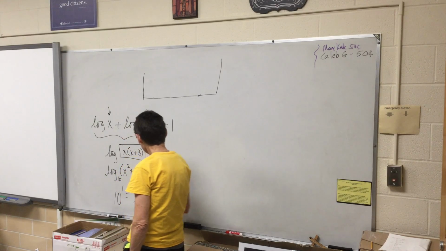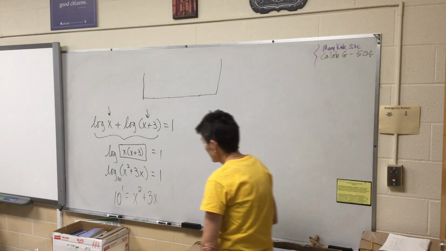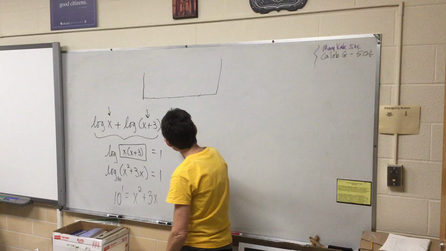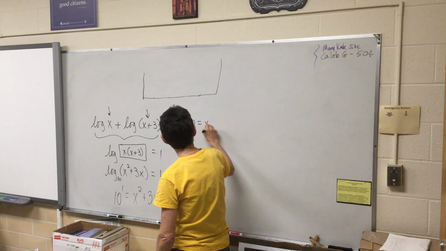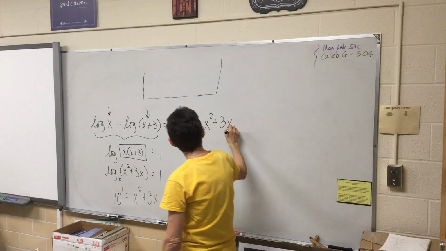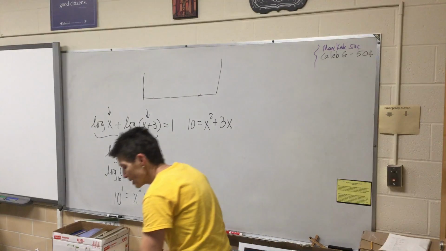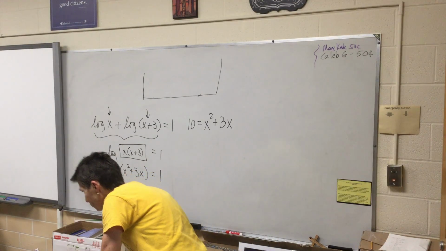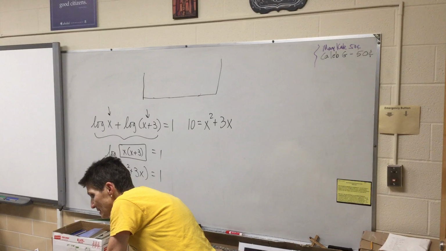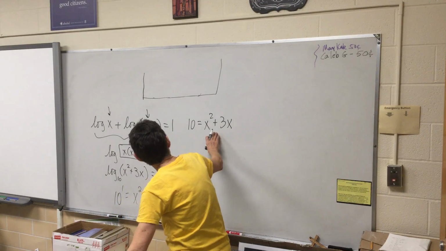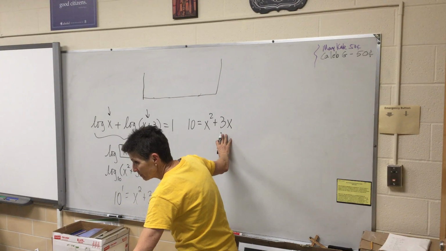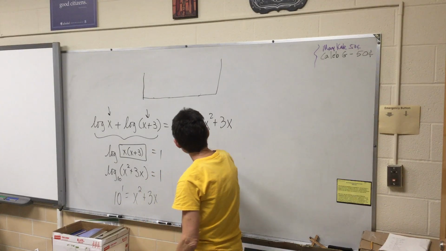And then you have to set it up like a quadratic. So we know 10 to the first is 10. And we talked about this yesterday, or whatever day I saw you before. Remember that quadratics have to be set equal to 0. So I'm going to subtract the 10 over.